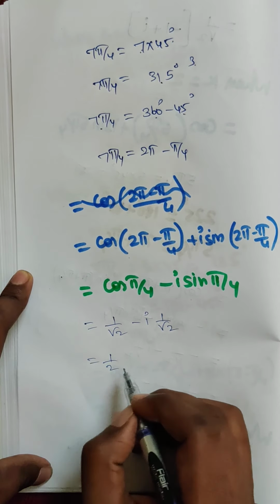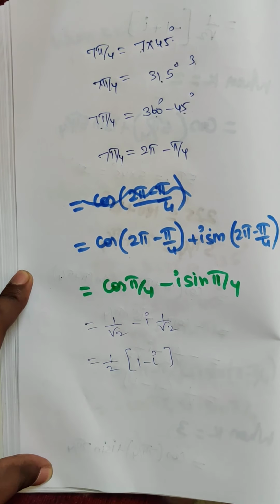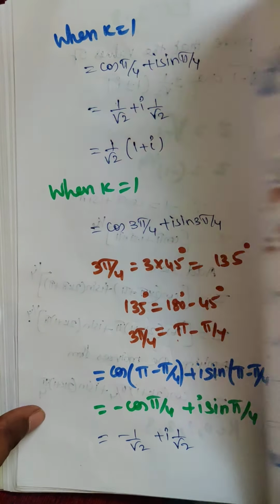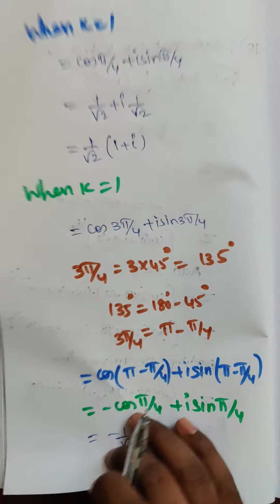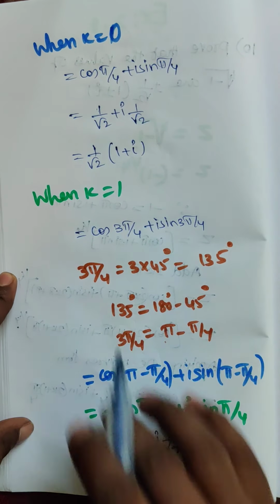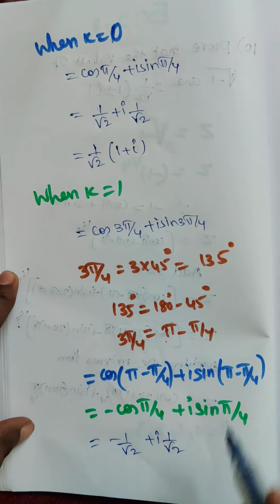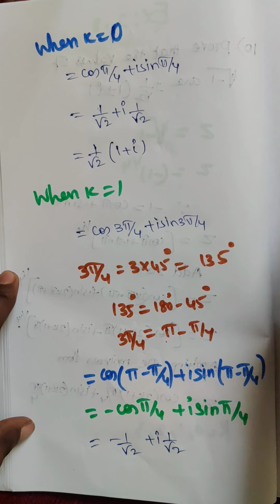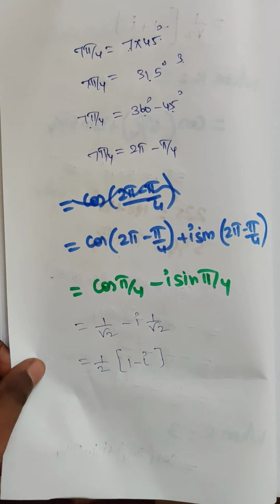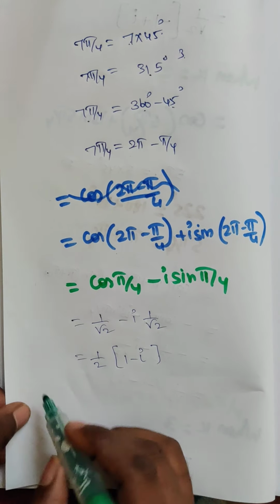1 by root 2 I am going to take outside. So 1 minus i. So this is the fourth root. All the roots I am going to write. So when k equal to 0, what is the root? 1 by root 2 into 1 plus i. Next root, 1 by root 2 into minus 1 plus i. All the roots I am going to write here. So the first root is 1 by root 2 into 1 plus i.